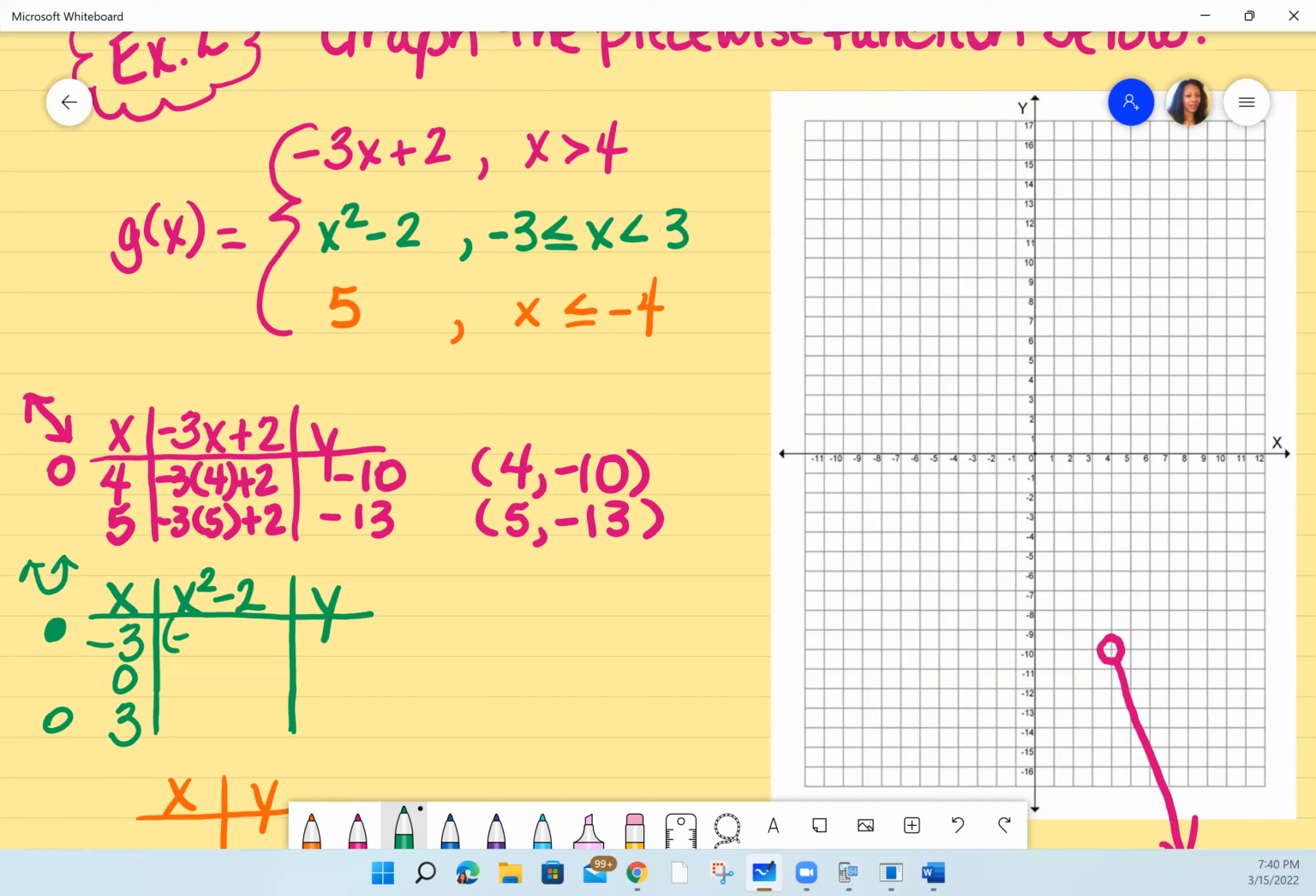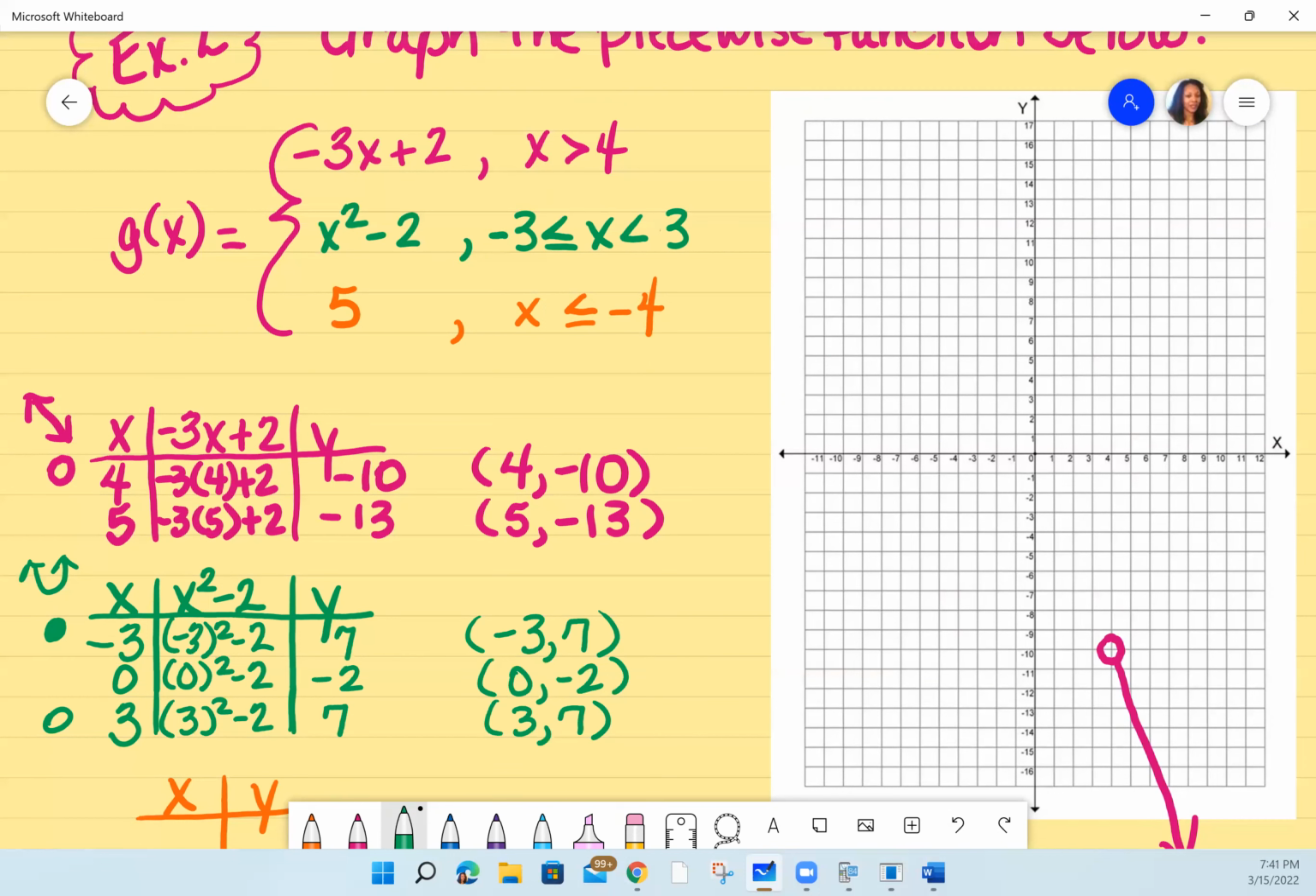What I want to do is just substitute for x into the rule. So -3 squared is 9. 9 minus 2 is 7. -3 and 7 is my coordinate for that one. 0 squared minus 2 is just going to leave me with -2. So 0, -2. And I also have 3 squared minus 2, which is the same as above. 9 minus 2, 7. 3, 7, because a quadratic parabola is going to be symmetric.